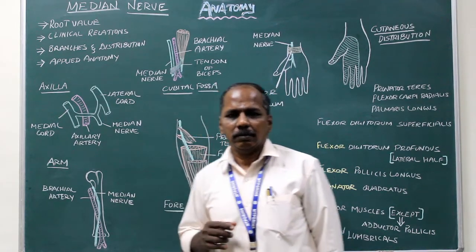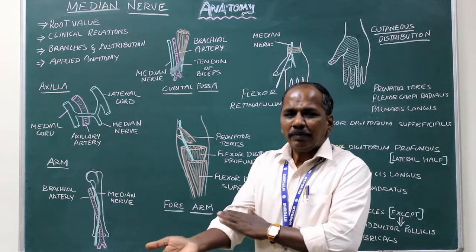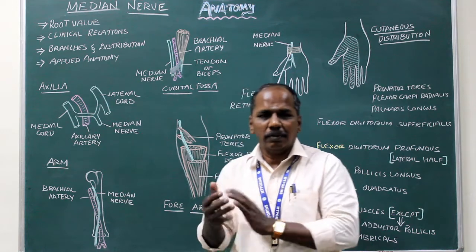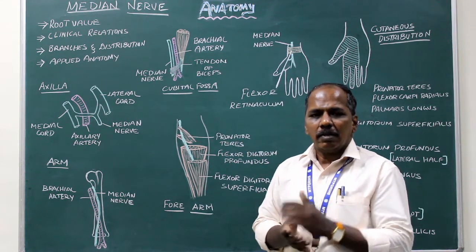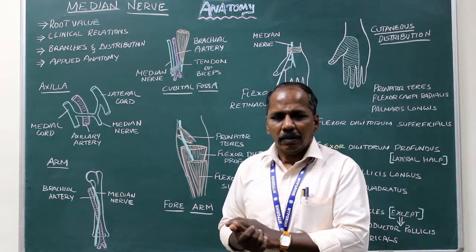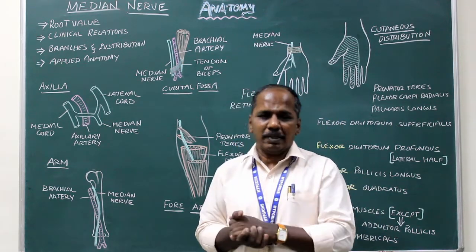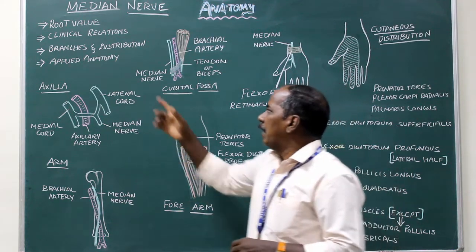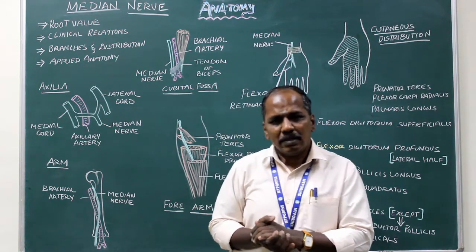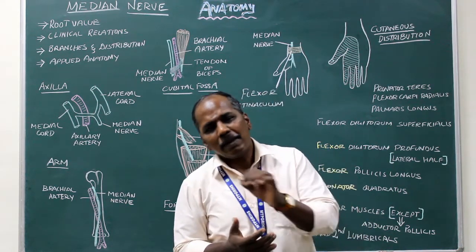Median nerve. It is the chief nerve of the anterior compartment of forearm, or flexor compartment of forearm. It is also known as laborer's nerve. It arises from both medial and lateral cord of brachial plexus. Root value: anterior primary rami of C5, C6, C7, C8 and T1 spinal nerves.